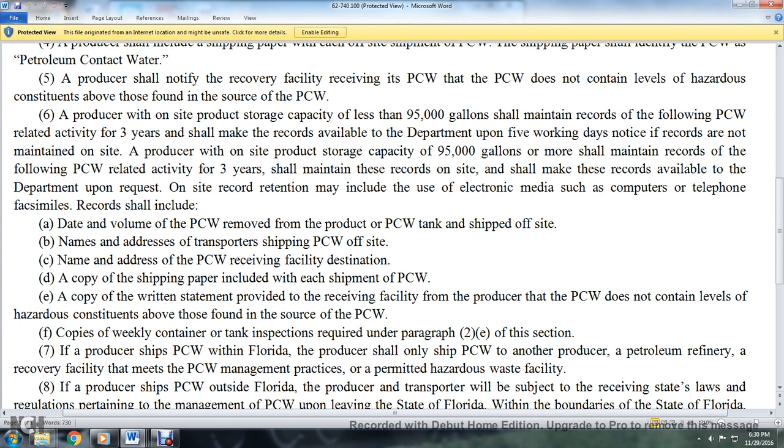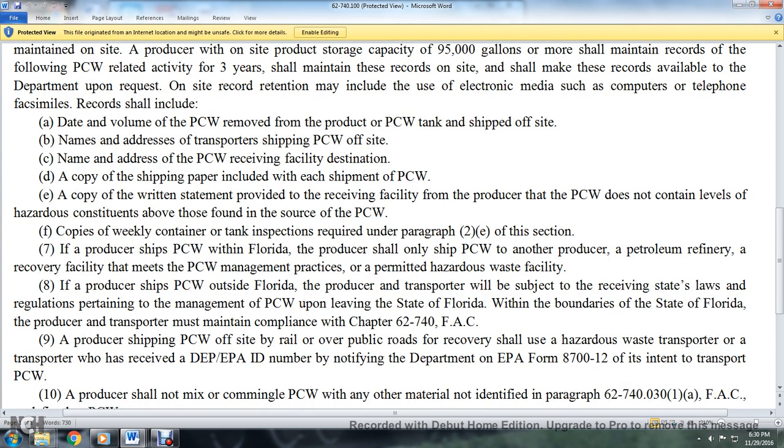7. If the producer ships petroleum contact water within Florida, the producer shall only ship the petroleum contact water to another producer, petroleum refinery, or recovery facility that meets the petroleum contact water management practices permitted for hazardous waste facilities. 8. If the producer ships petroleum contact water outside Florida, the shipment will be subject to the receiving state's laws and regulations pertaining to the management of petroleum contact water upon leaving the boundaries of the state of Florida.